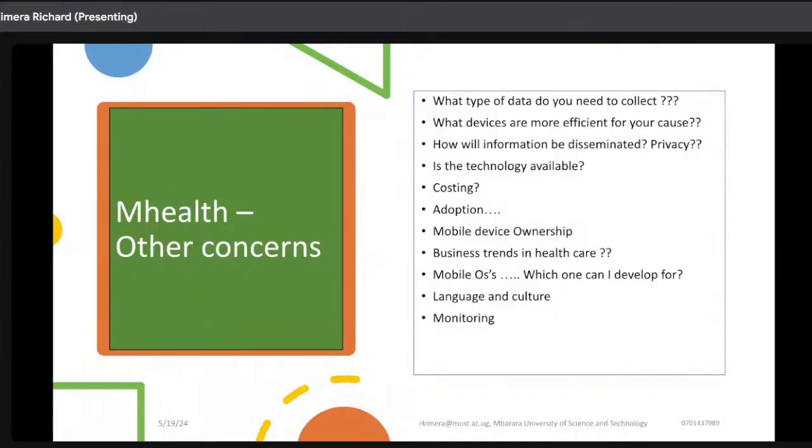Of course, mobile operating systems are many. So the question is, which one would you build for? And then language and culture, you have to think a lot about these two. Language usually defines who the people are, and hence it also defines how they behave and what they value. So as you build tools, you have to think about how they will affect society and how they might enter into people's culture. And then, of course, monitoring and evaluation, those are pretty standard. You must provide ways in which you're going to monitor your tool.